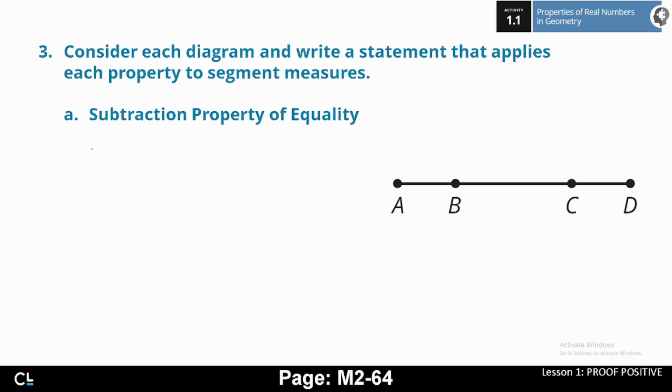For this one, we could say that, but now we're using segments. We're saying AC is equal to BD, right? But then we could say that AC minus BC is equal to BD minus BC, right? Since AC and BD were equal to begin with, when we subtract the same thing away from them, they stay equal to one another. That's our subtraction property of equality.